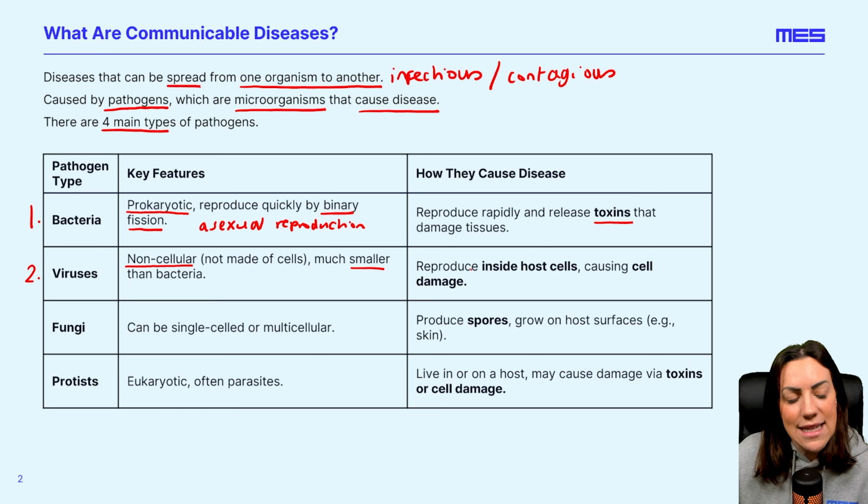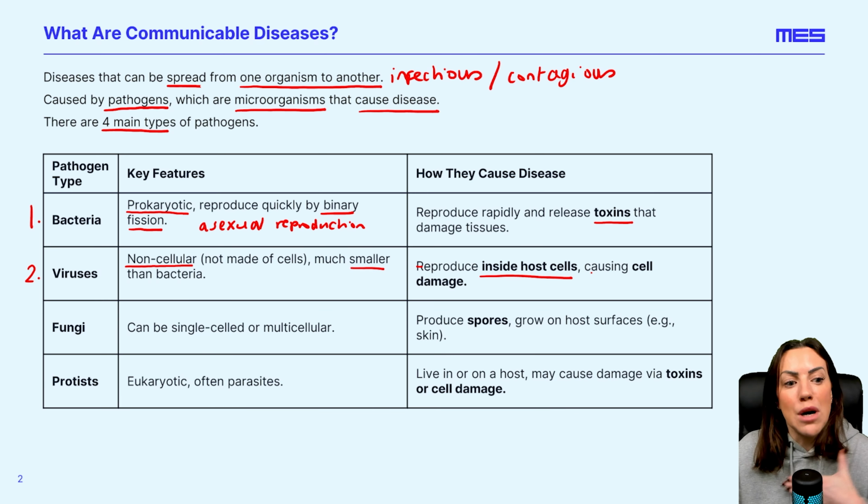Now, as we said, they're not living things. And one of the reasons for this is they can only reproduce or replicate inside one of your host cells. And when they do this, they'll increase in number within the host cell, and then they will burst out of the host cell, which obviously damages the cell or destroys your body cells.